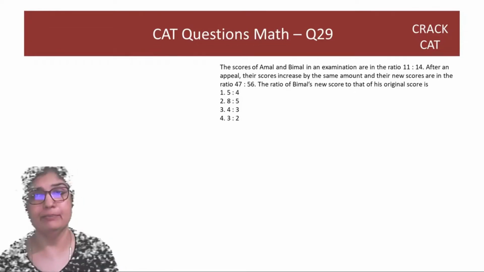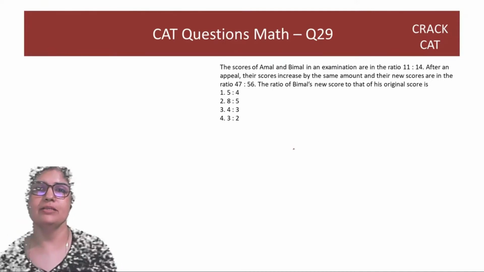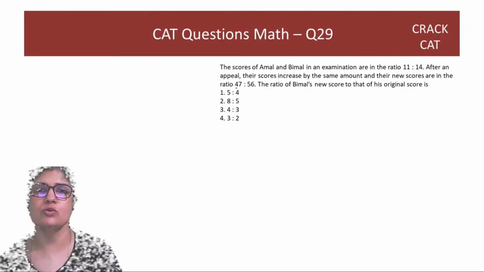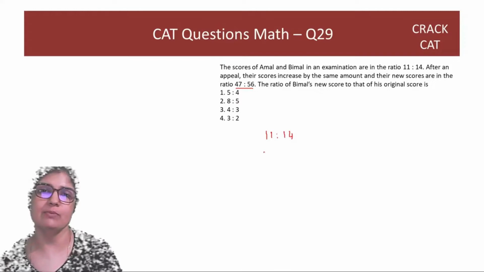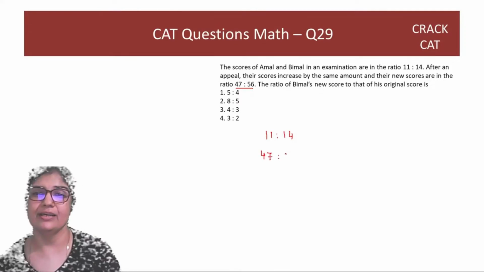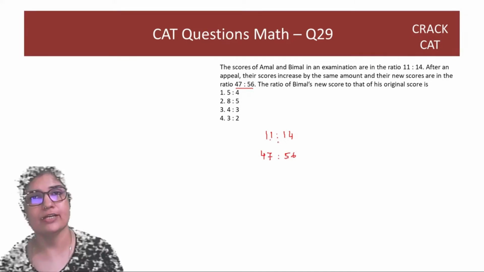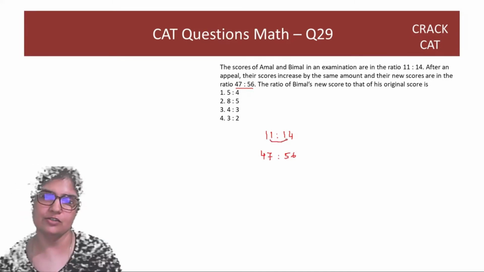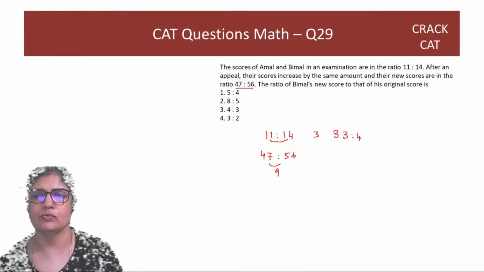The scores of Amal and Bimal in an examination are in the ratio 11 is to 14. After an appeal, their scores increase by the same amount and their new scores are in this ratio. So 11 is to 14, you are increasing both scores by the same amount. It is like an age problem. So I've always told you that the sum will change, the numbers will change, but the difference never changes. So this has a difference of 3 and this has a difference of 9. So we'll make them equal. I'll make this also 3, so I make this 33 is to 42 and 47 is to 56.